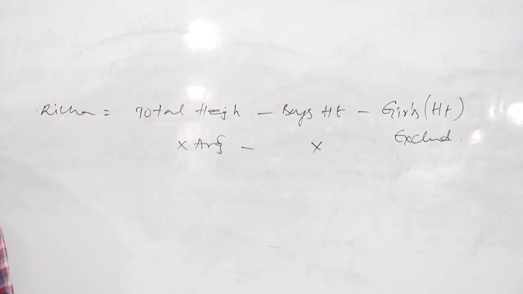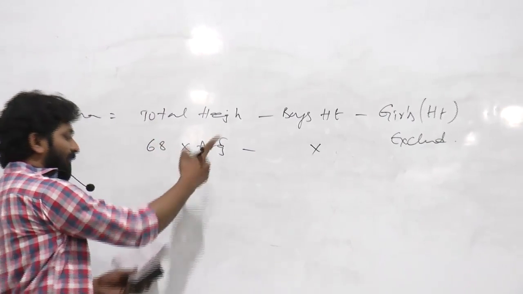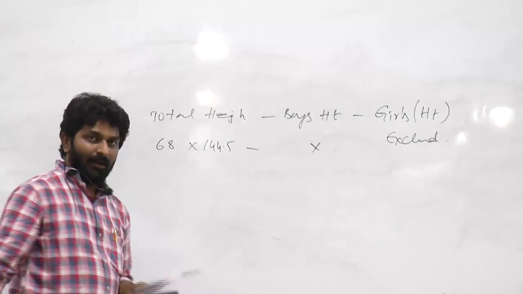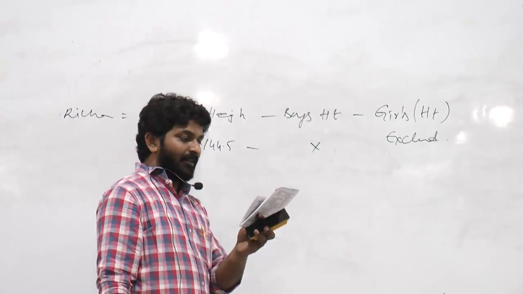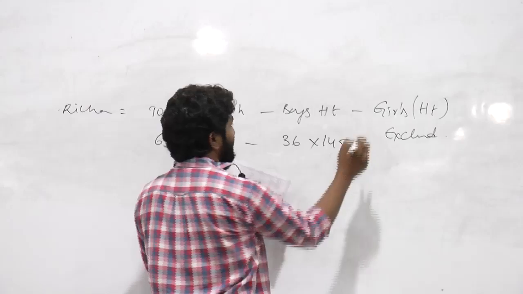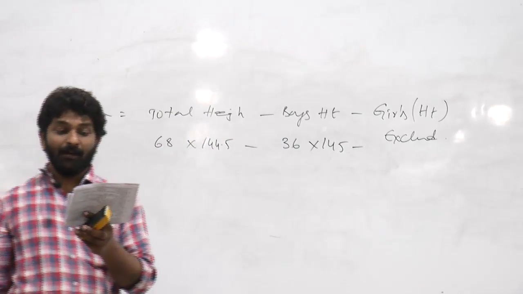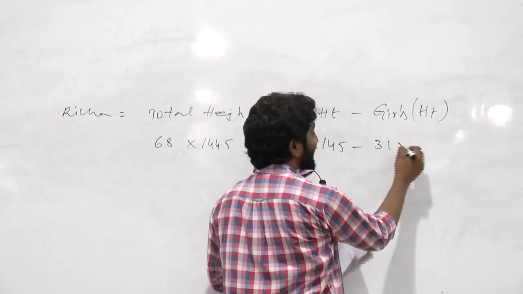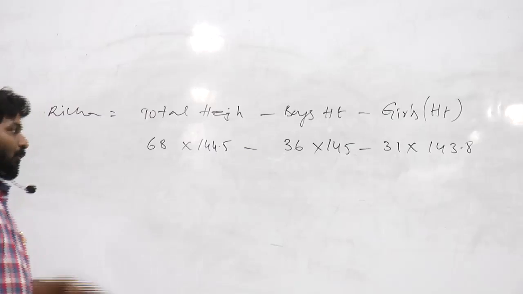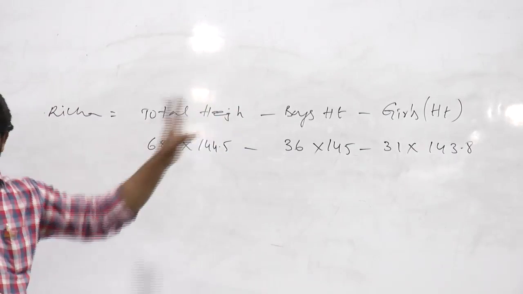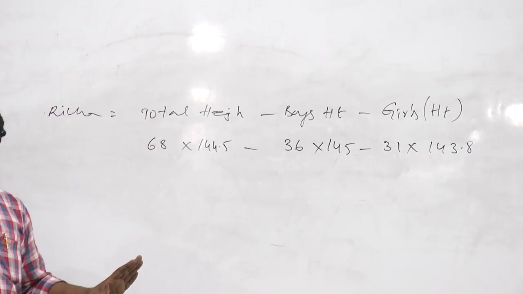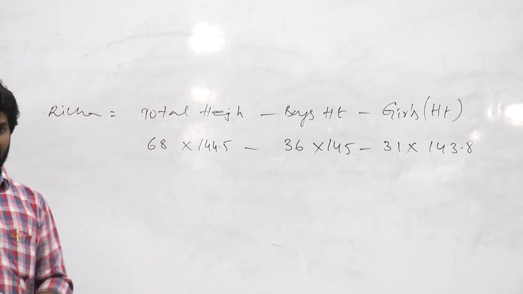How many students are there? 68, times their average. What is the average of the 68 students? 144.5. And the boys' average? 145. How many boys are there? 36. So the boys' total height is 36 into 145. How many girls are there excluding Richa? 31. And what was their average given? 143.8. Total height minus boys' height minus the girls' height excluding Richa will give you Richa's height. You need not calculate this, just make sure you will get the answer or not. Yes. 1, 2, 3 are all required.